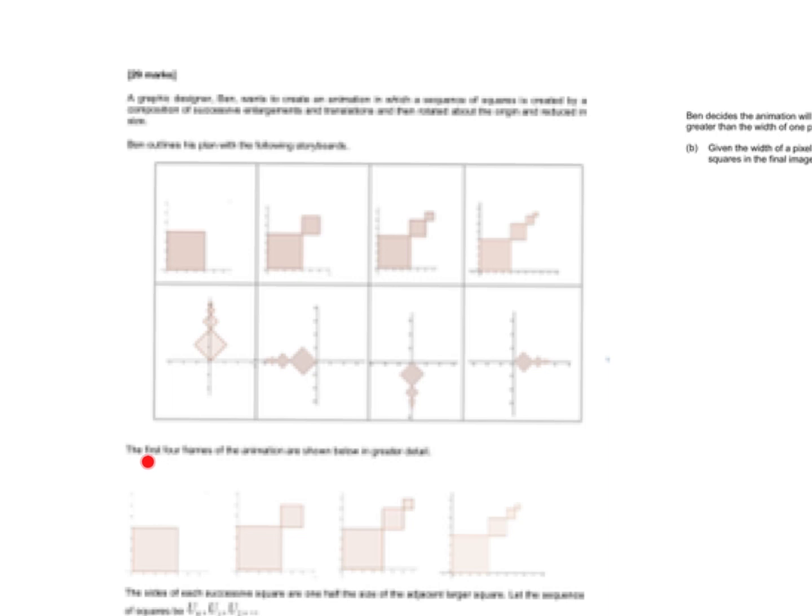So the first 4 frames of the animation are shown in greater detail, as shown here. And then the sides of each square are 1/2 the size of the adjacent largest square. Let the sequence of squares be U0, U1, U2. The first square has a side length of 4. So I want to find an expression for Un.